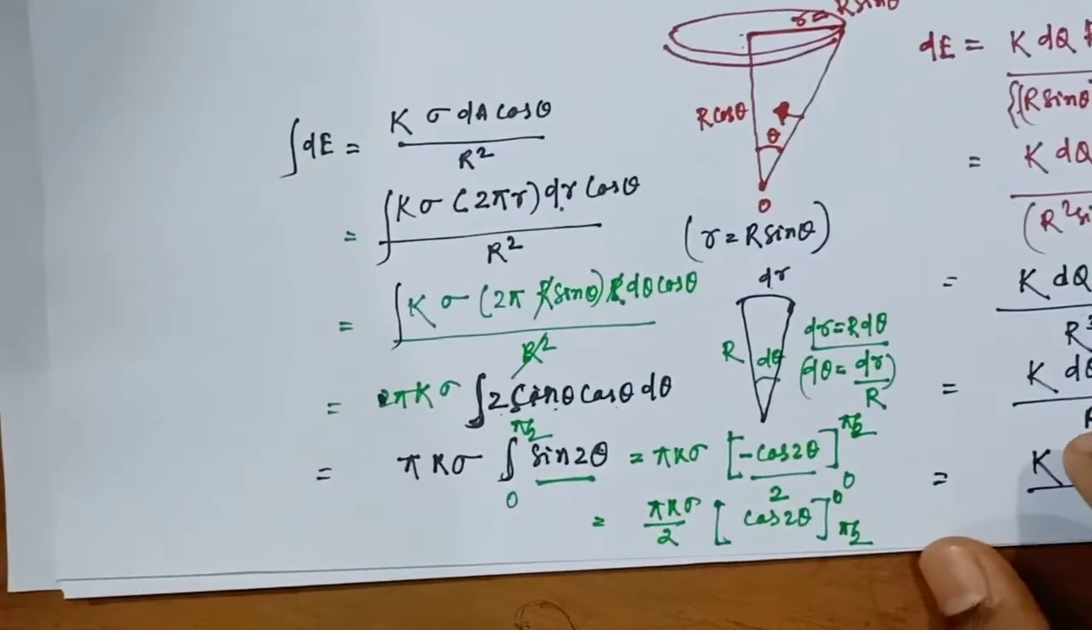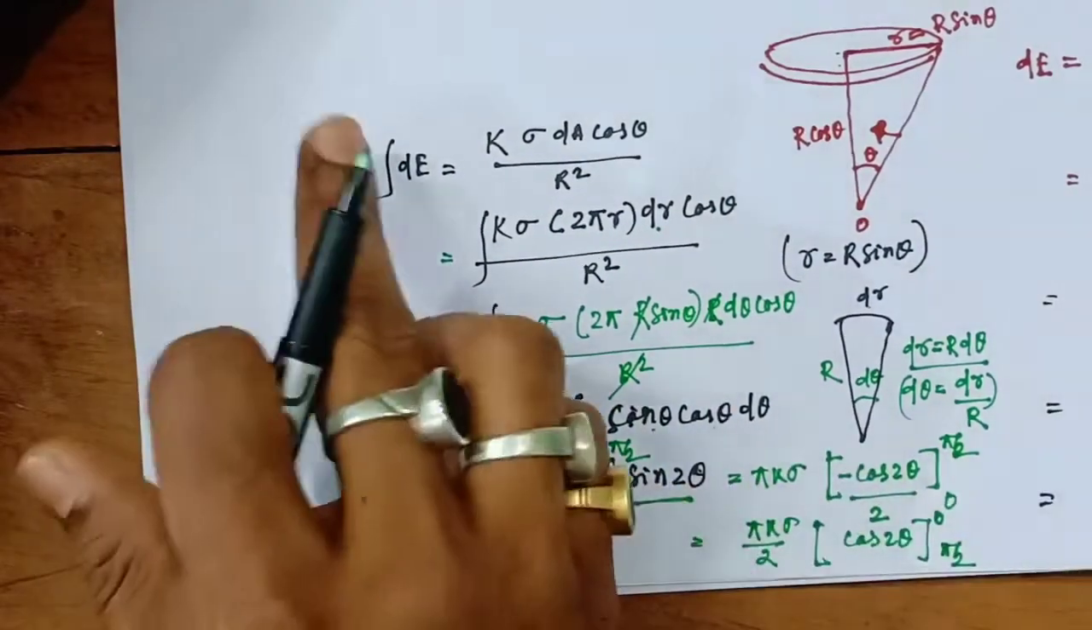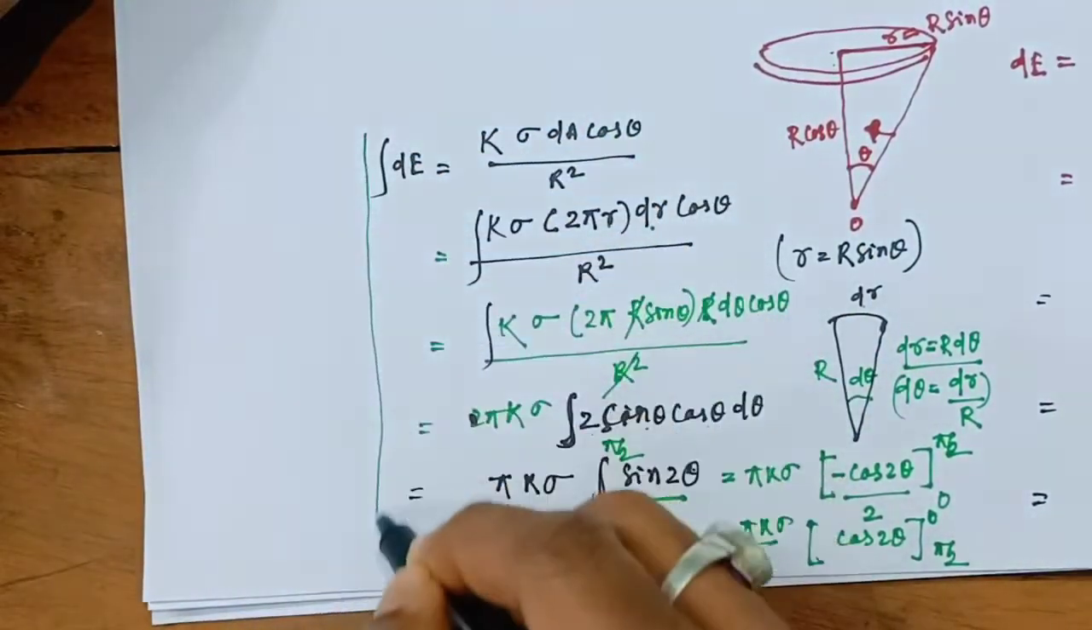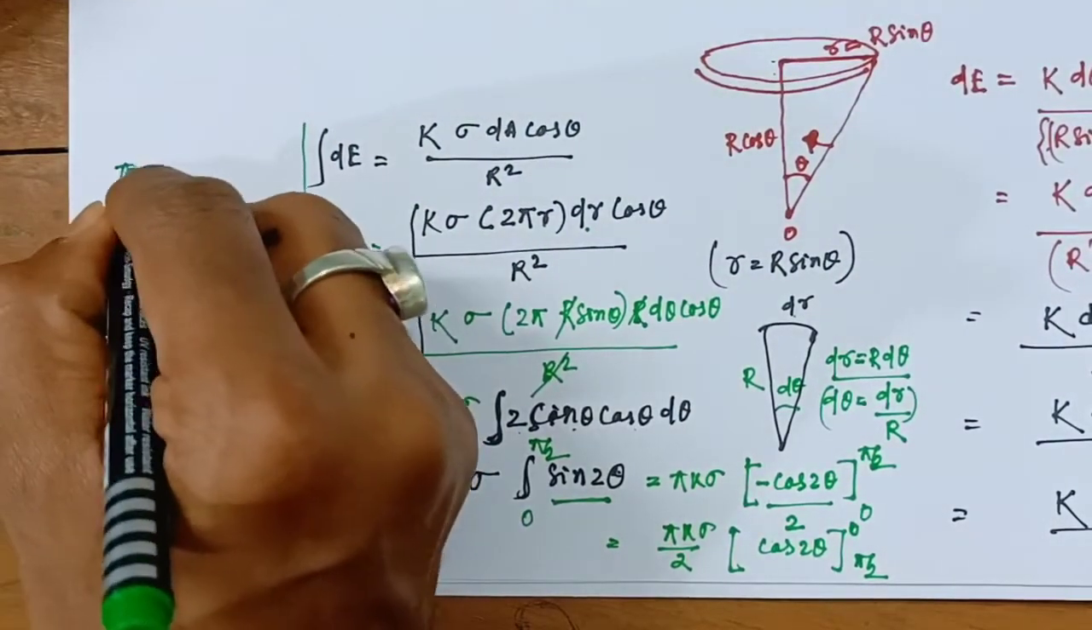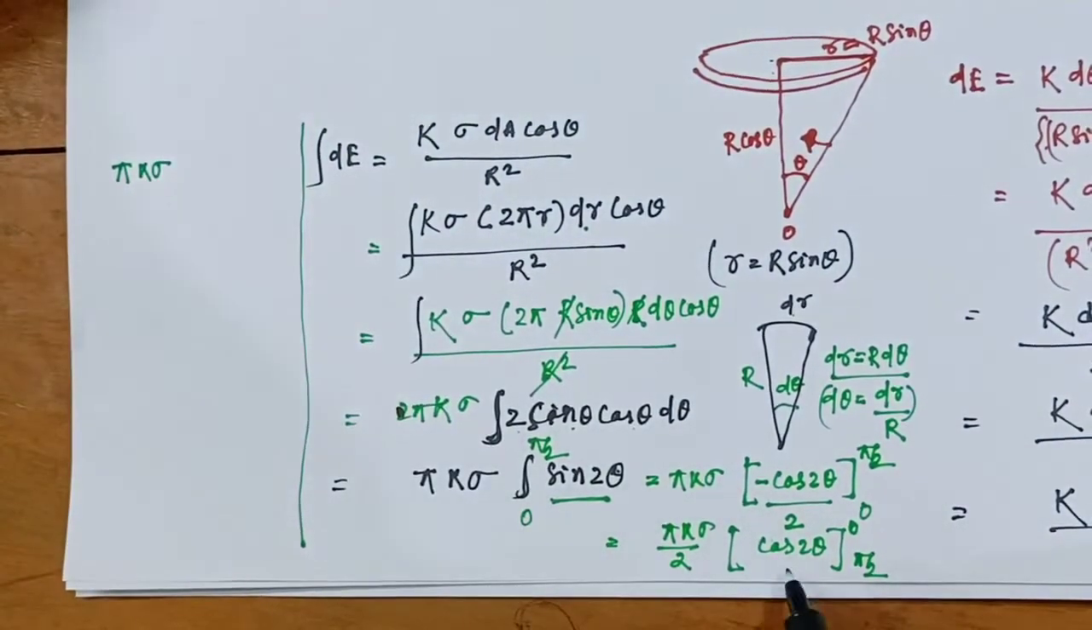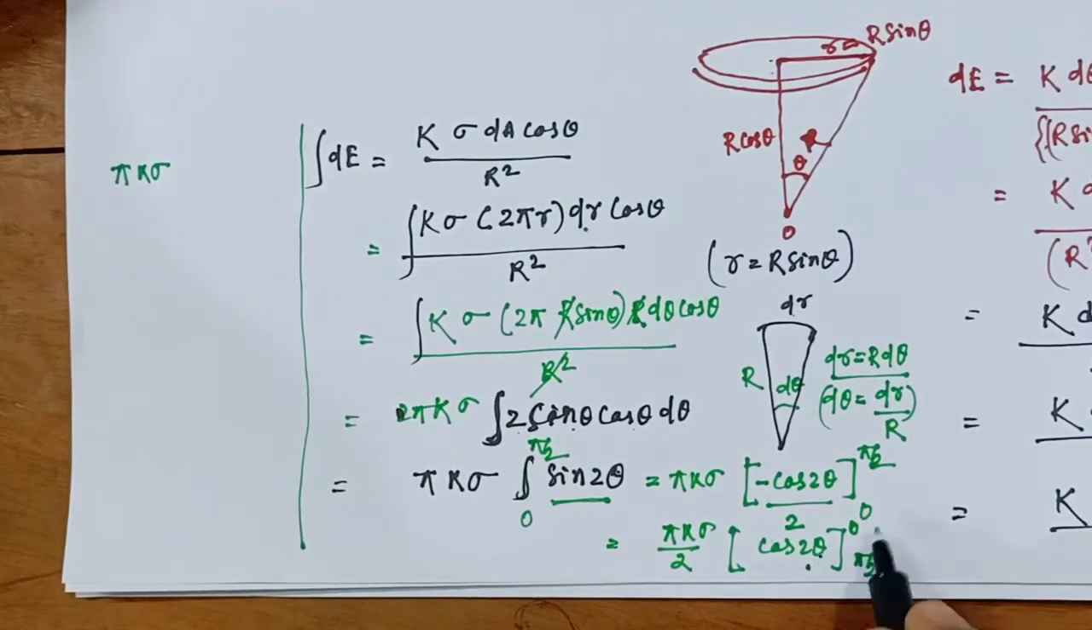Let me use the available space here to do this integration. This is pi k sigma cos 2 theta. In place of theta I will put 0.